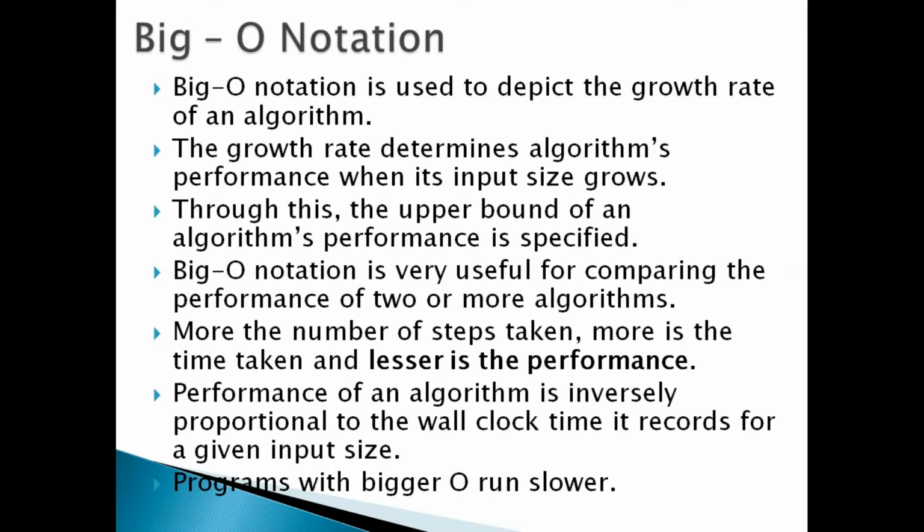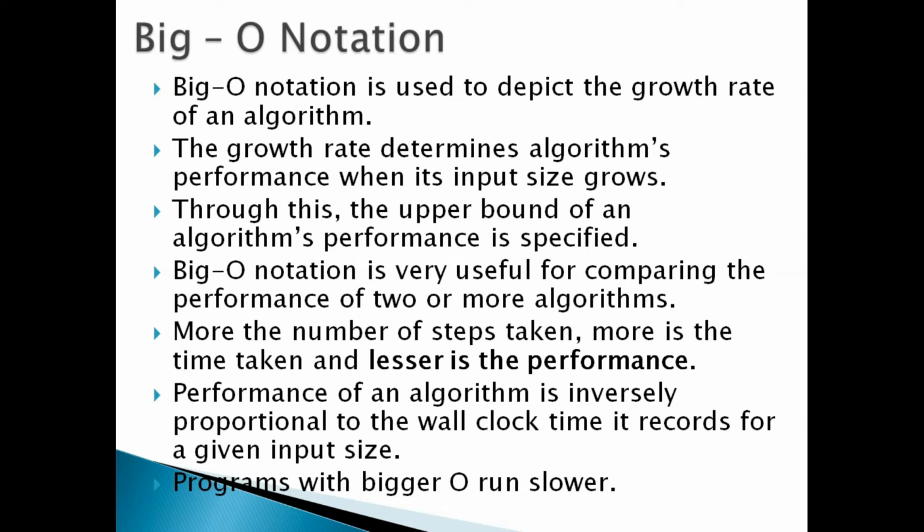So the growth rate determines an algorithm's performance when its input size grows. So what is the growth rate? It is the performance rate depending upon its size. As the amount of data increases, how is the performance doing? How is the performance of an algorithm? That will be defined by the big O notation, and it defines the upper bound of the performance. We have already studied that we will be considering the upper bound, so that it is the maximum possible value that we will be getting for the performance.